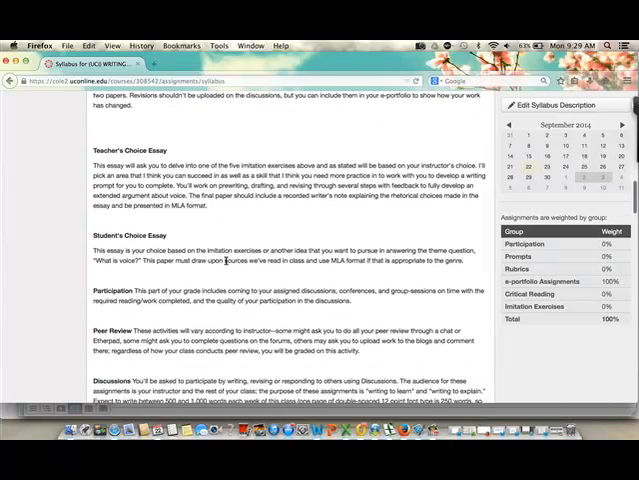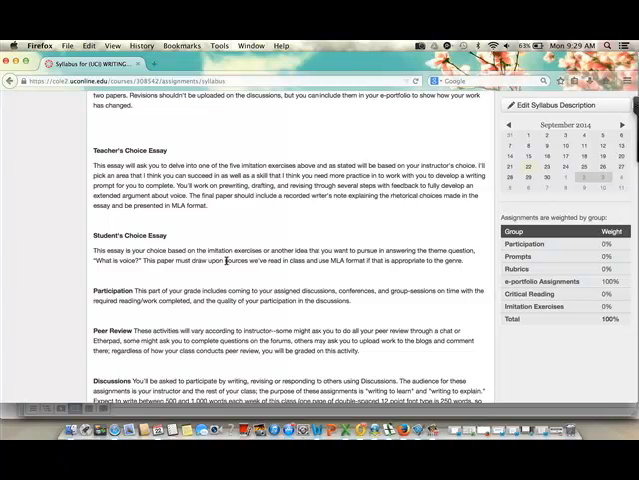So then with the 2 main papers that you have for the class, it's the Teacher's Choice Essay and the Student's Choice Essay. The Teacher's Choice Essay will be something that I will ask you to go back and look at your 5 imitation exercises that you've done. You and I will work on this together, and I will decide which skills I think you need to work on more, and we will come up with a prompt of what you need to write about for this Teacher's Choice Essay, in answering our theme question, what is voice?